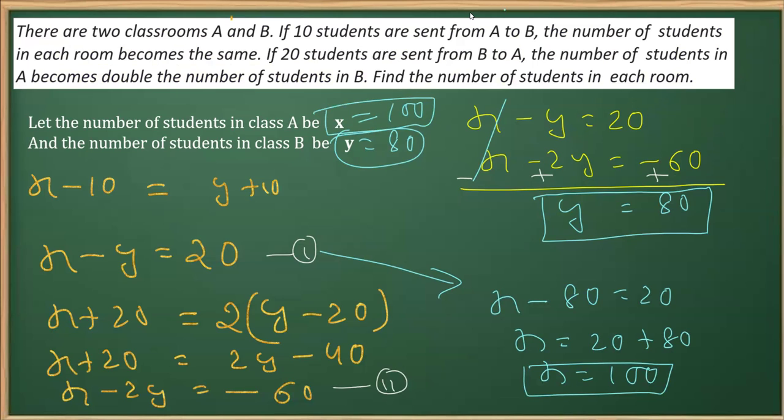So you should write down the final statement that the number of students in section A is 100 and the number of students in section B is 80.